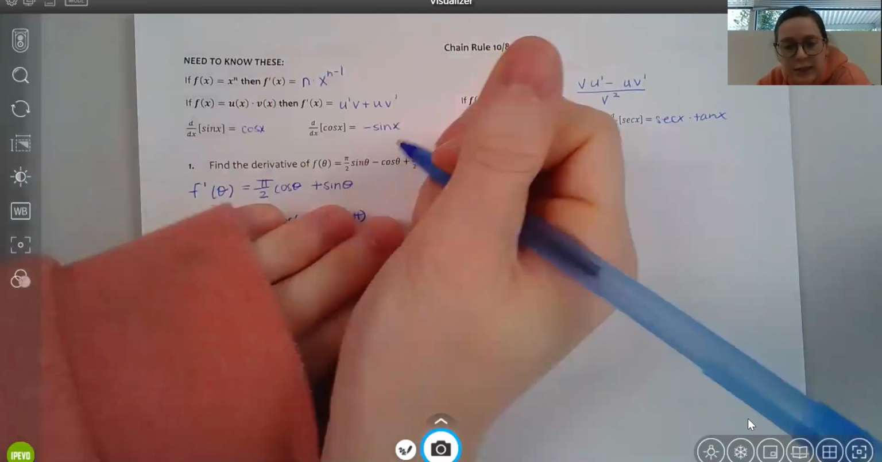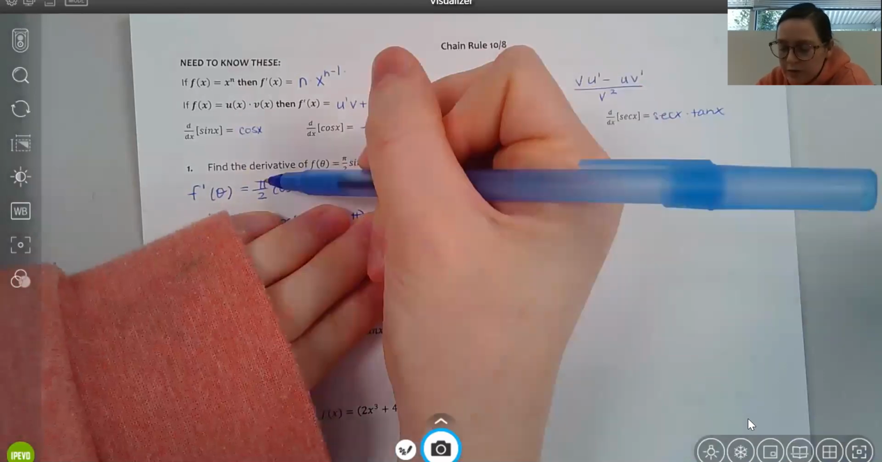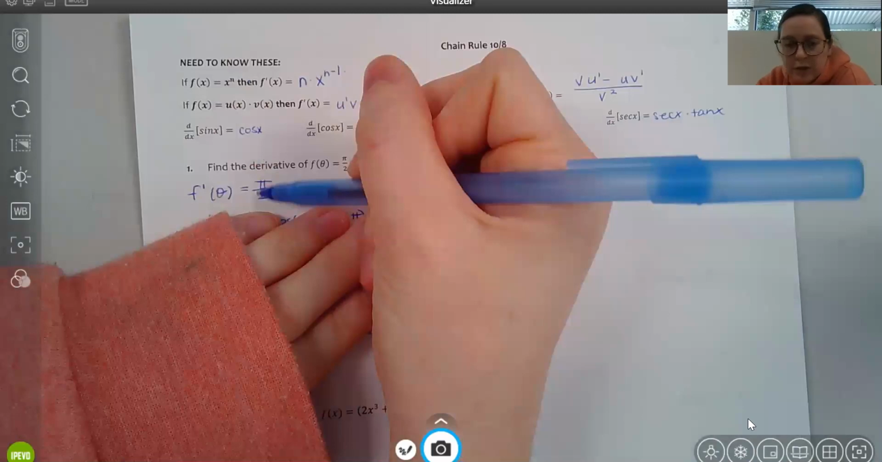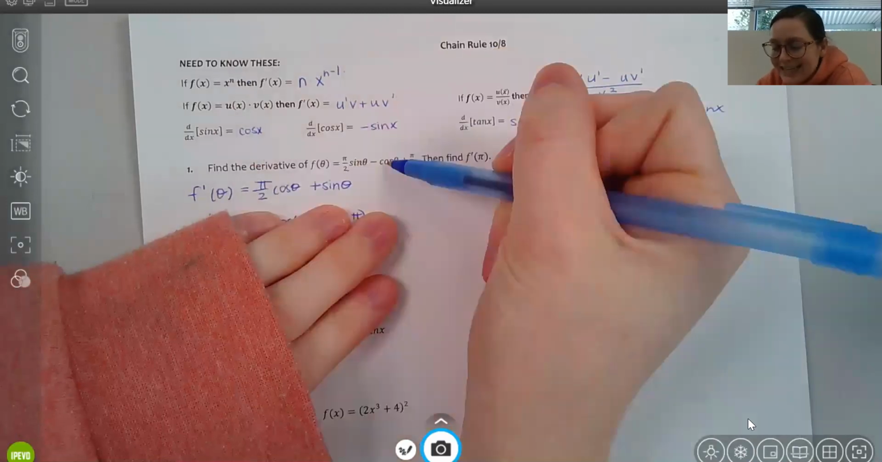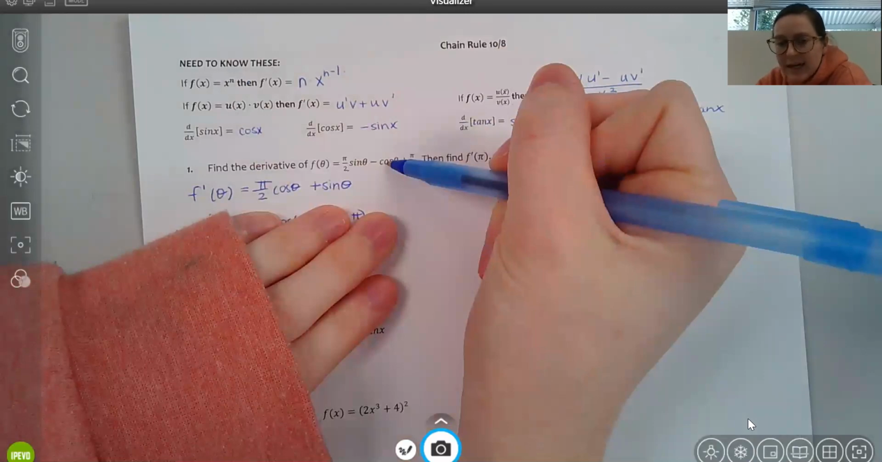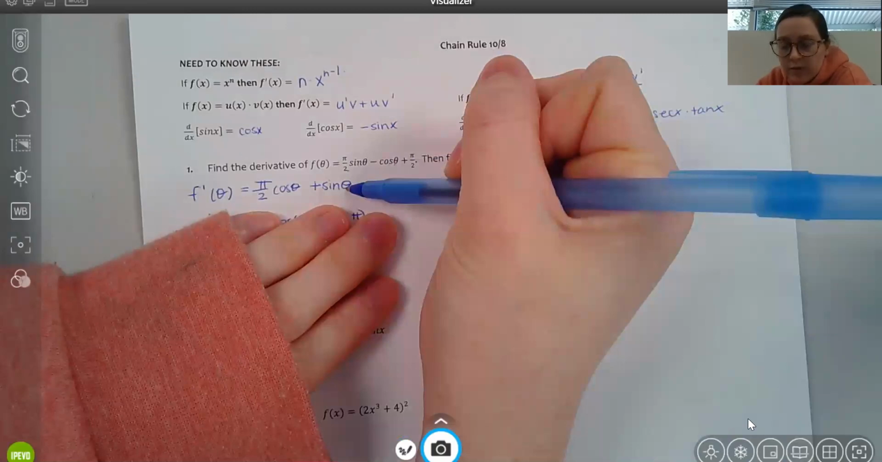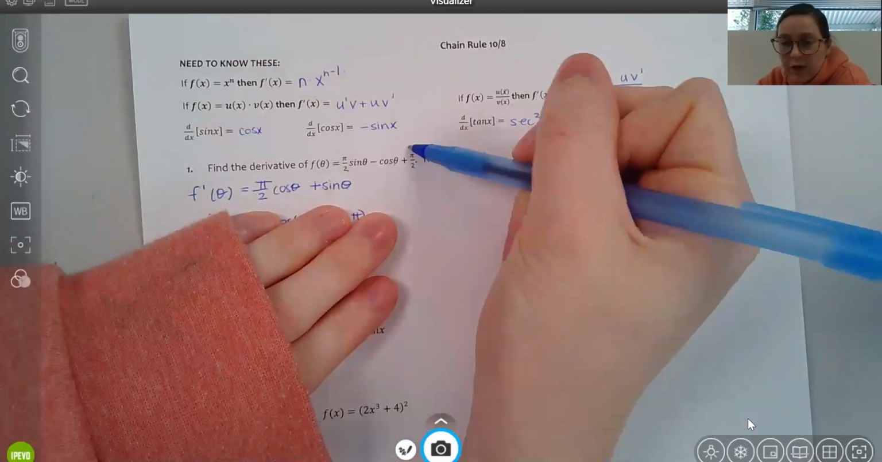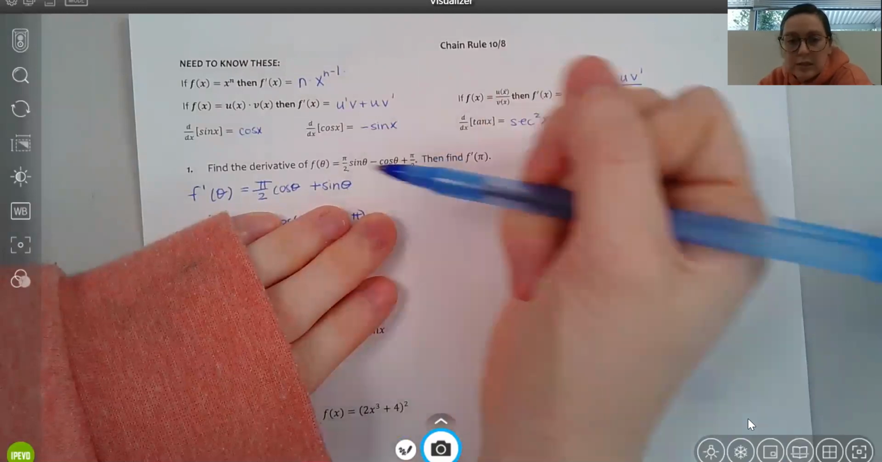So pi over 2 in this case is just a coefficient, and coefficients will just stay there. Derivative of sine is cosine. Now I have minus cosine. The derivative of cosine is negative sine, so I have minus negative sine, which becomes plus sine. Pi over 2 is just a constant, right? It's just a number, and the derivative of a constant by itself is 0. So this is just pi over 2 cosine plus sine.